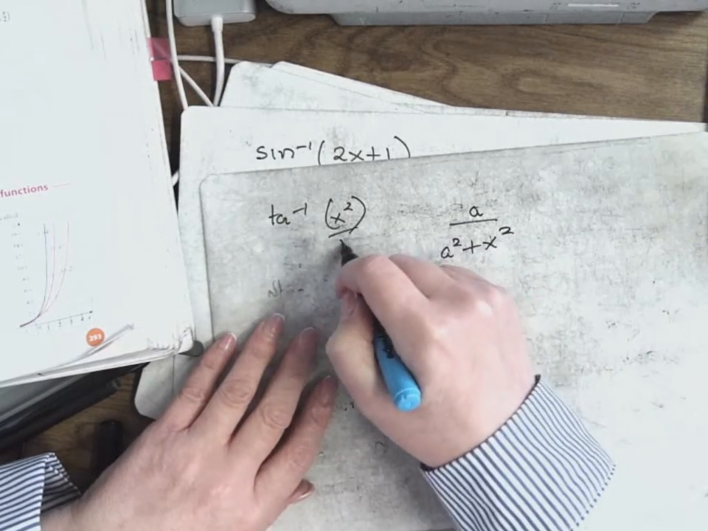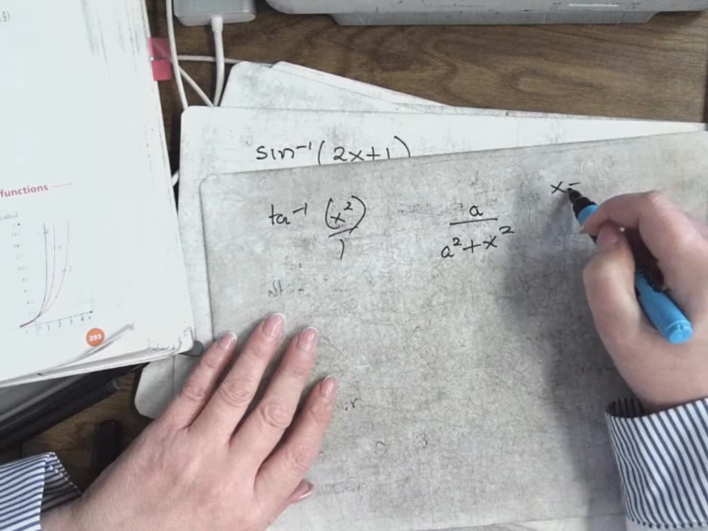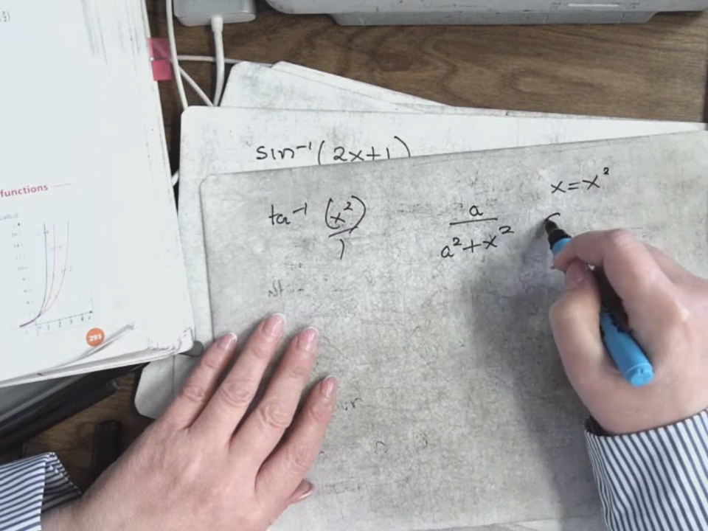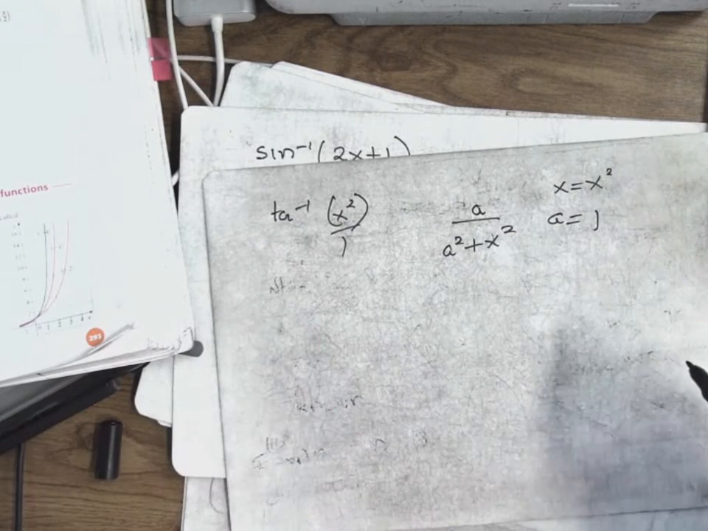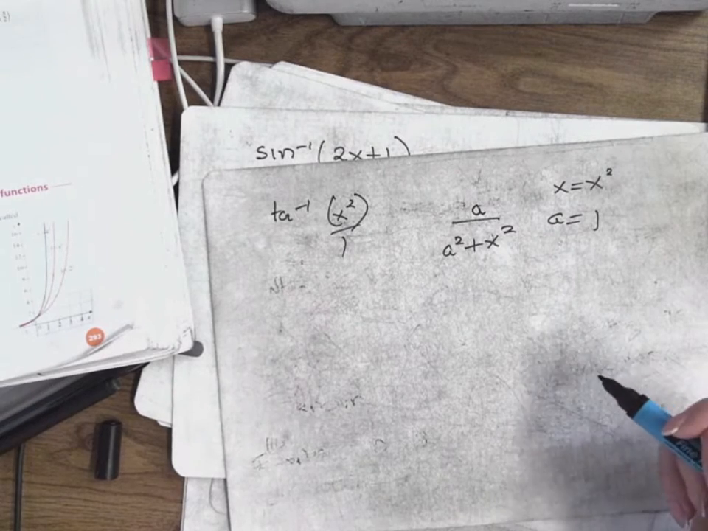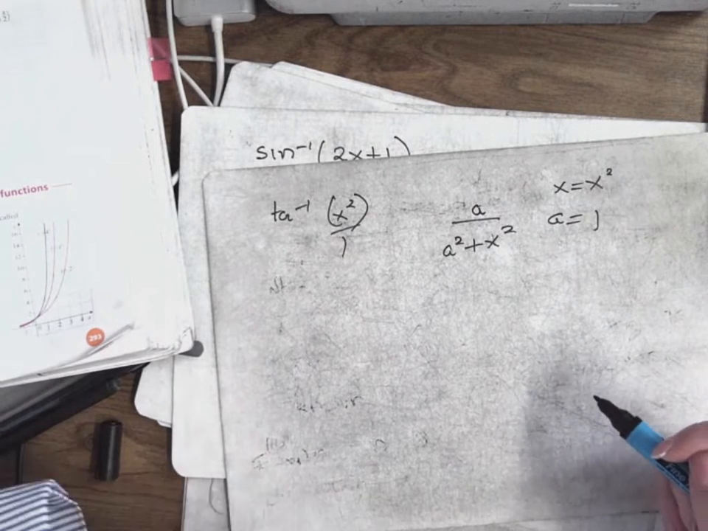So stick it over 1. Everywhere I see an x, I'm putting in an x squared. Everywhere I see an a, I'm putting in a 1, which I will always be doing, by the way. Always put in a 1 for the a. It's the easiest way to do it.